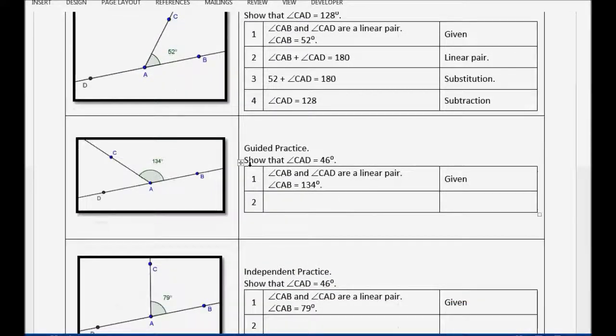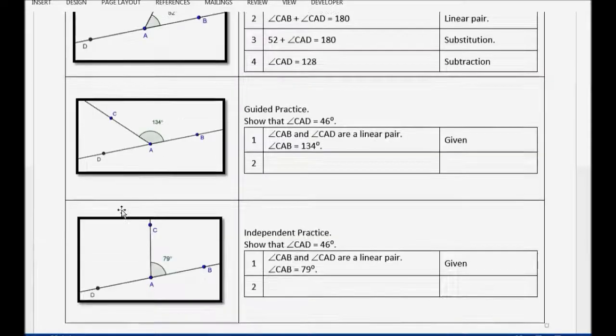In class we're going to go over a couple of these, but again it's the same process: angle addition postulate to set up the equation, make a substitution, and then subtract for your answer.